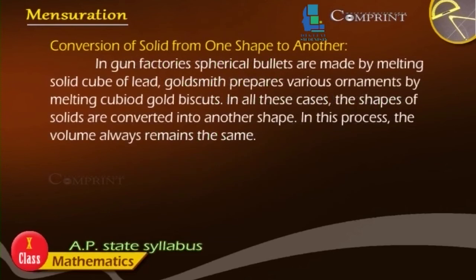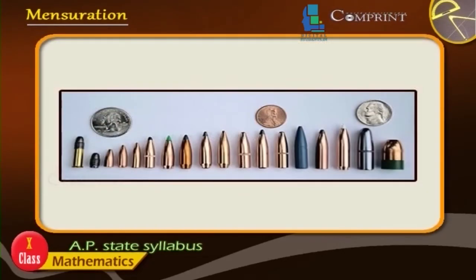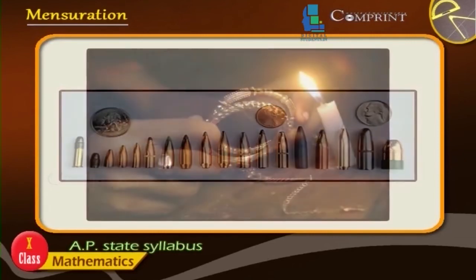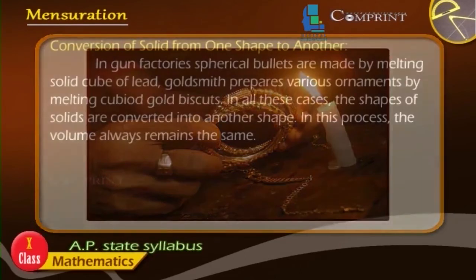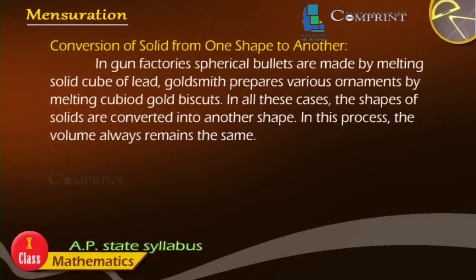Conversion of solid from one shape to another. In gun factories, spherical bullets are made by melting solid cube of lead. Goldsmith prepares various ornaments by melting cuboid gold biscuits. In all these cases, the shapes of solids are converted into another shape. In this process, the volume always remains the same.